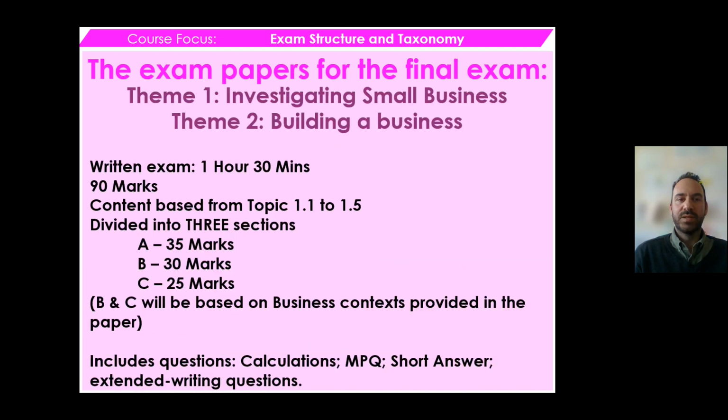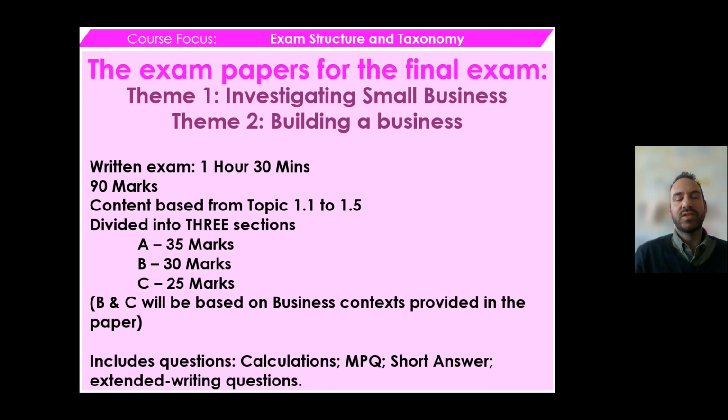For the exam papers, theme 1 is investigating small business and theme 2 is building a business. At this point in time, I've got you at 1 hour and 30 minutes and it's 90 marks. That basically means it's 1 mark per minute, so it is a very tight time constraint. The faster you can get your answers down, the better chance you're going to have of getting those marks that you need. Sorry, I've merged some of these slides together.